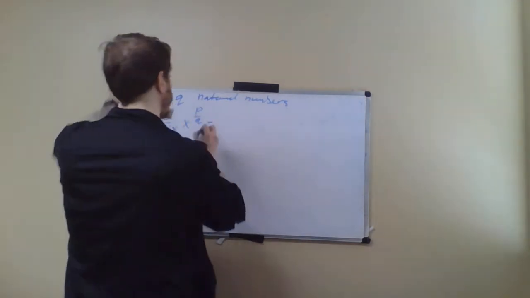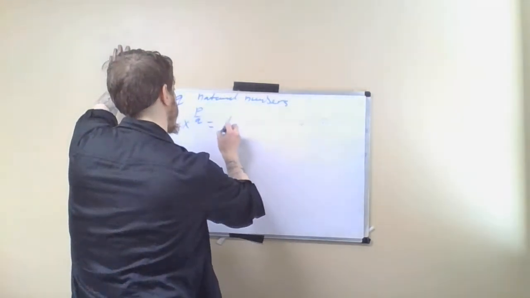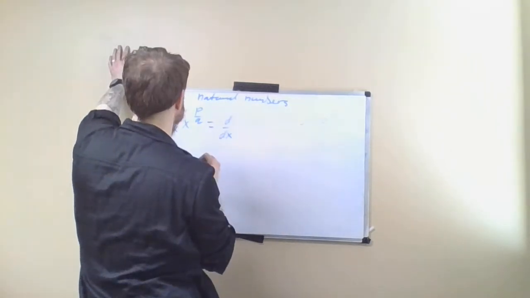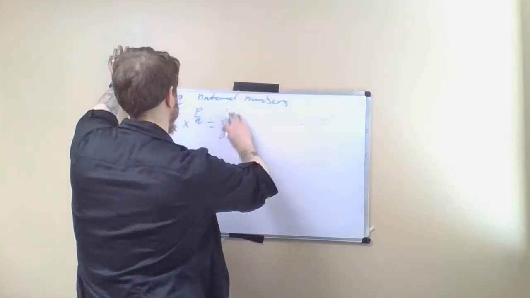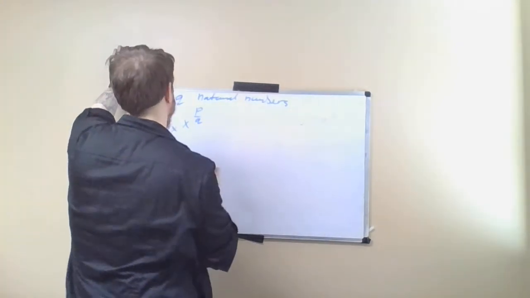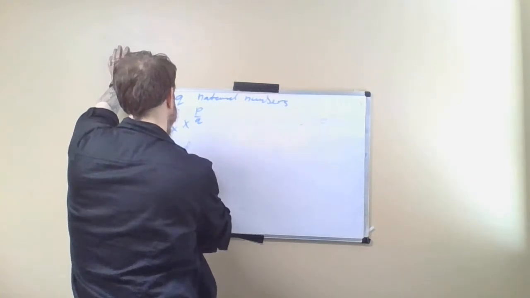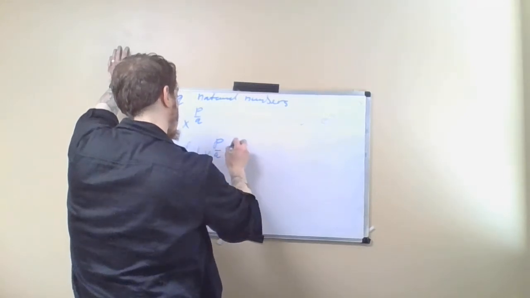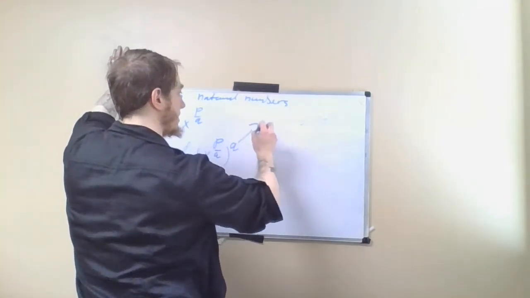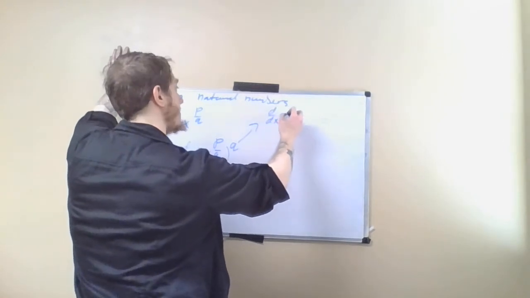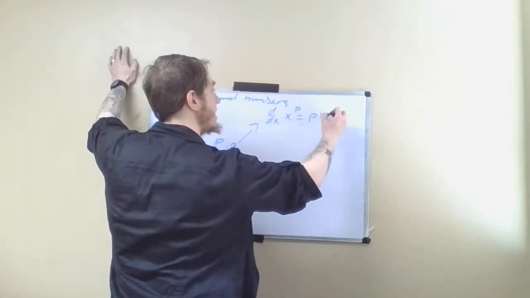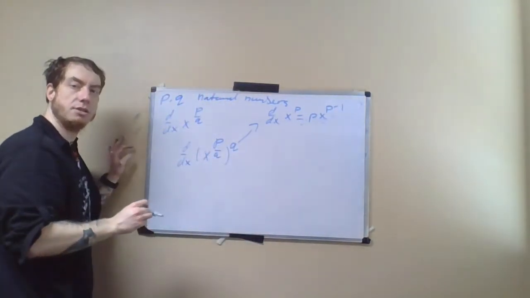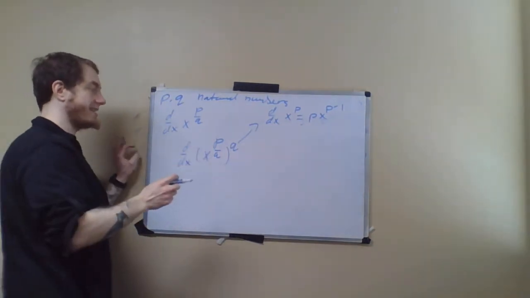Why? Because, well, this is going to be equal to the derivative of... Okay, so here's the way that I want to do this. What I want to do is think about the derivative of x to the p over q raised to the qth power. And I want to think about this in two ways. On the one hand, this is the derivative of x to the p, which is going to be p x to the p minus 1. But on the other hand, this is going to be a product of q copies of x to the p over q.